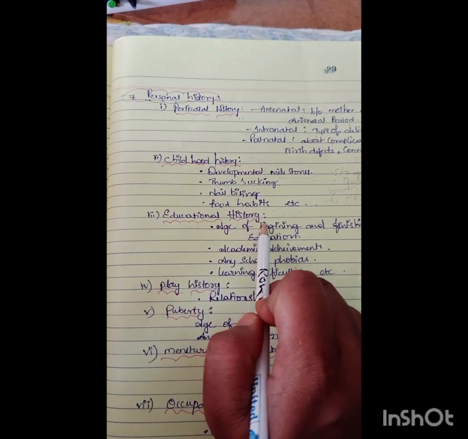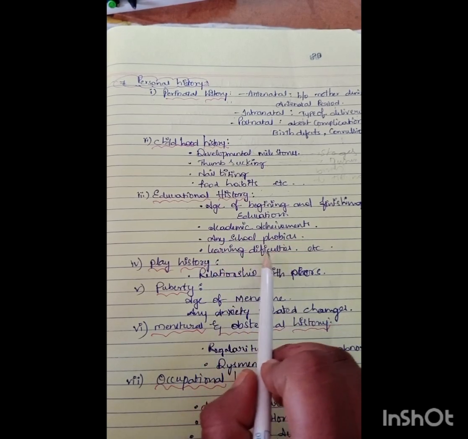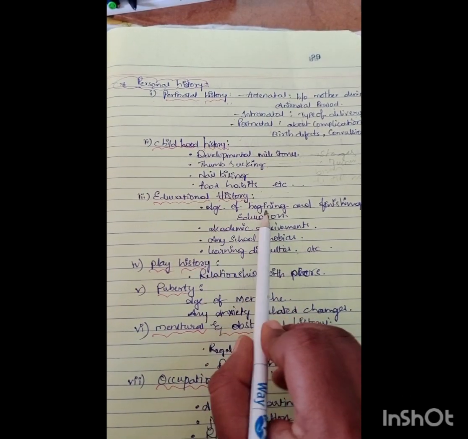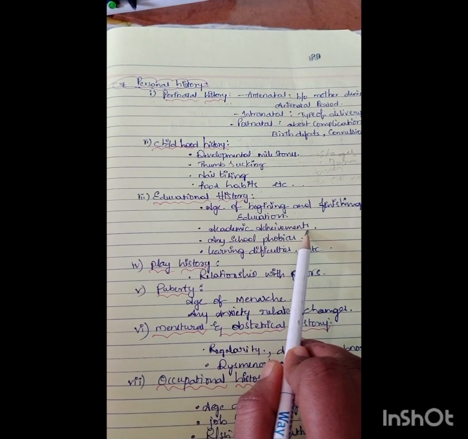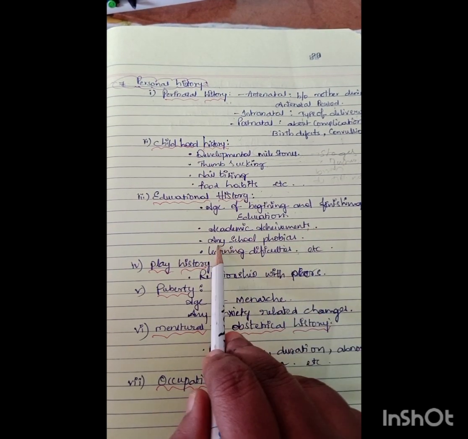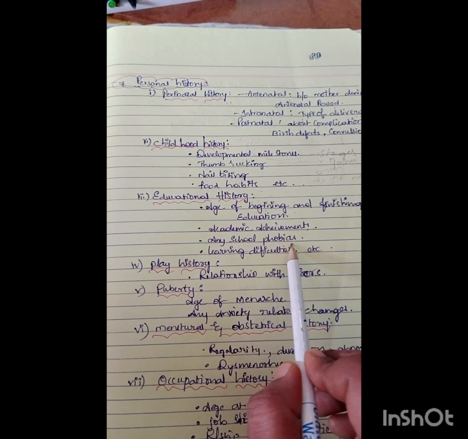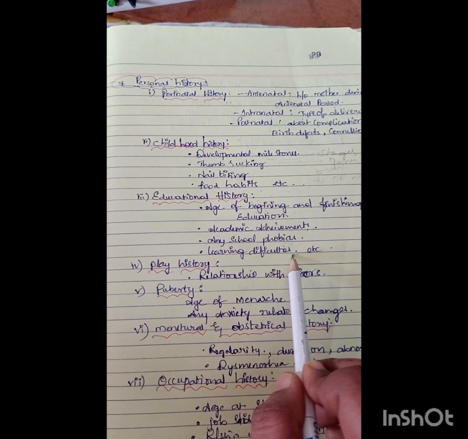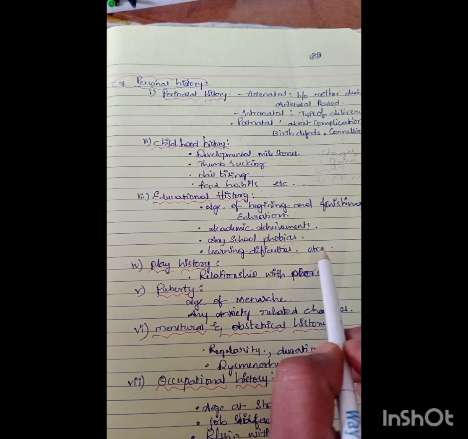Next, educational history. In this educational history we need to collect the information about the age of beginning and finishing of education, academic achievements, any school phobias, learning difficulties. So, what is the age of the patient at the beginning and finishing of education, academic achievements, how the patient has achieved during the academic years of school age. Okay. And next, any school phobias. Phobia is nothing but fear. So whether the patient is having any school phobias and learning difficulties, how the learning process has gone for the patient. Okay. All these things we need to collect in an educational history.